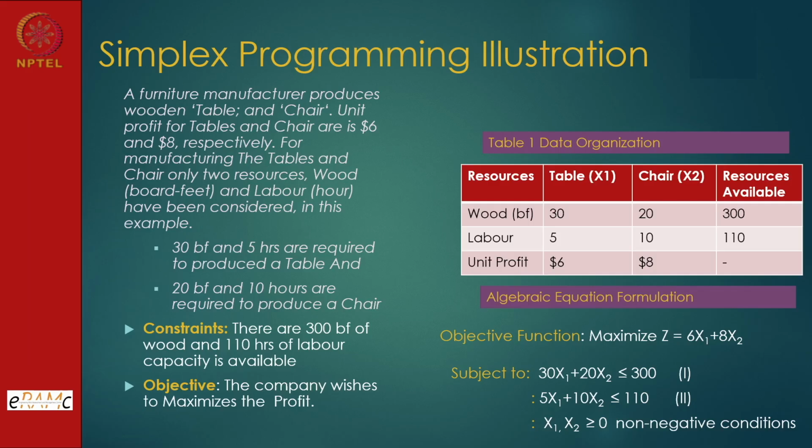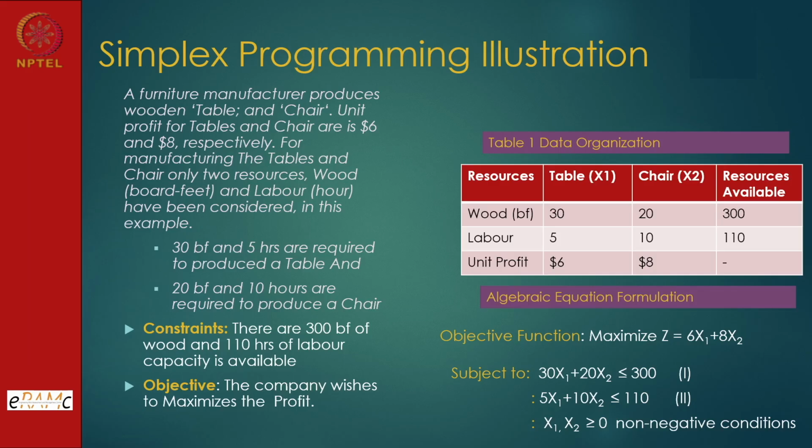Manufacturing the table and chair, we require two resources: wood, that is board feet, and labor hours. Board feet means the length of the board, one dimension, because width is a non-specified parameter. So these are the two resources considered in this. 30 board feet and 5 hours are required to produce a table.